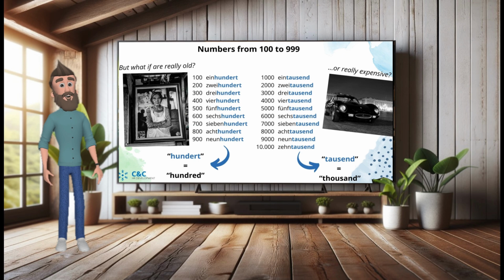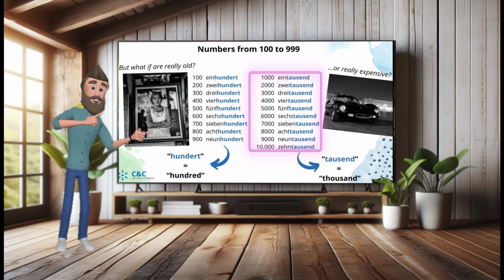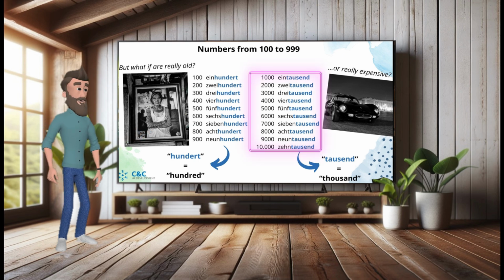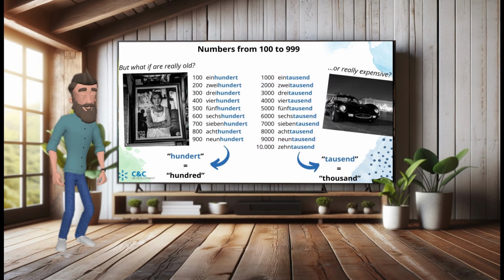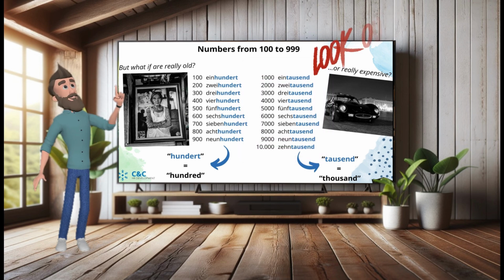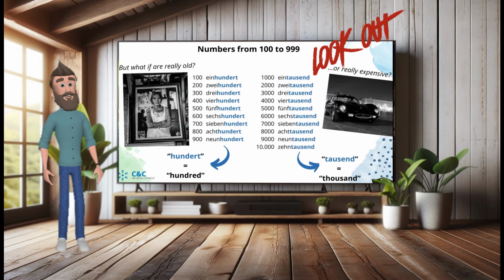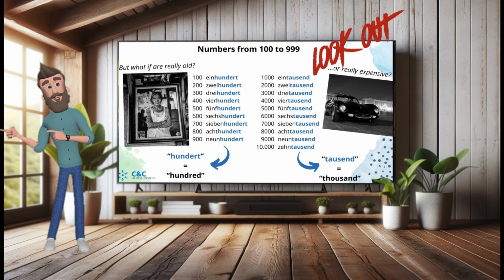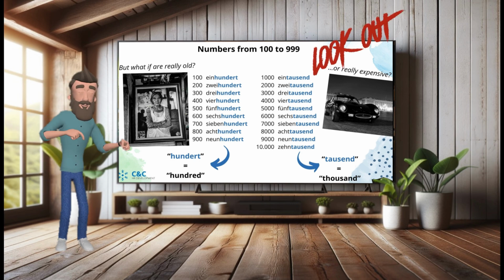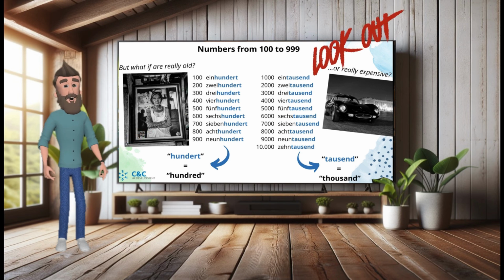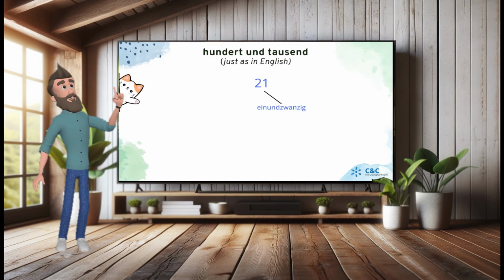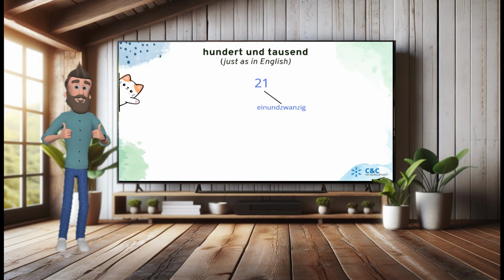Now we go with the thousands. 1000, 2000, 3000, 4000, 5000, 6000, 7000, 8000, 9000, 10,000. And, important, you can continue with every other thousand digit like this. 21,000, 30,000, 100,000. Same principle as in English.